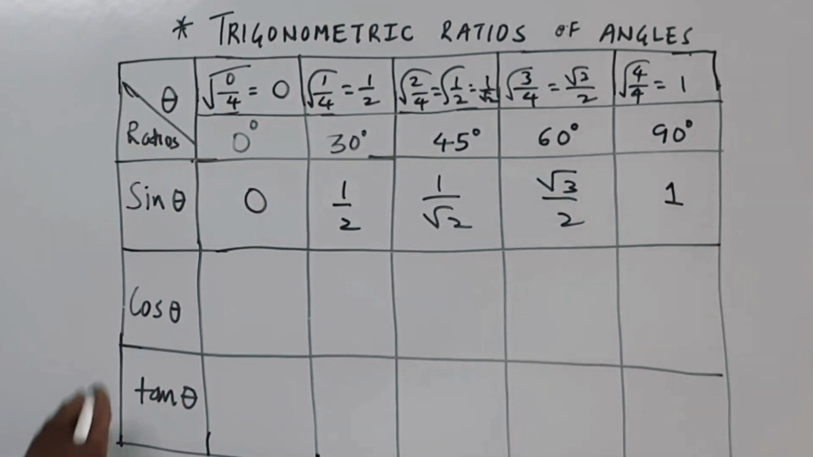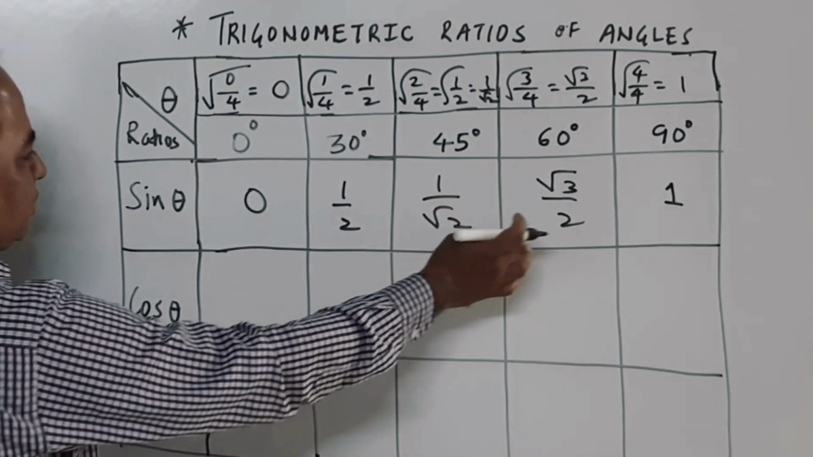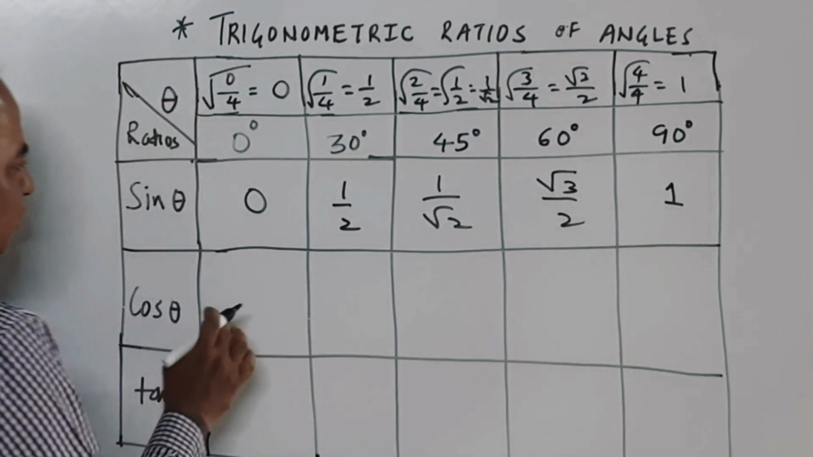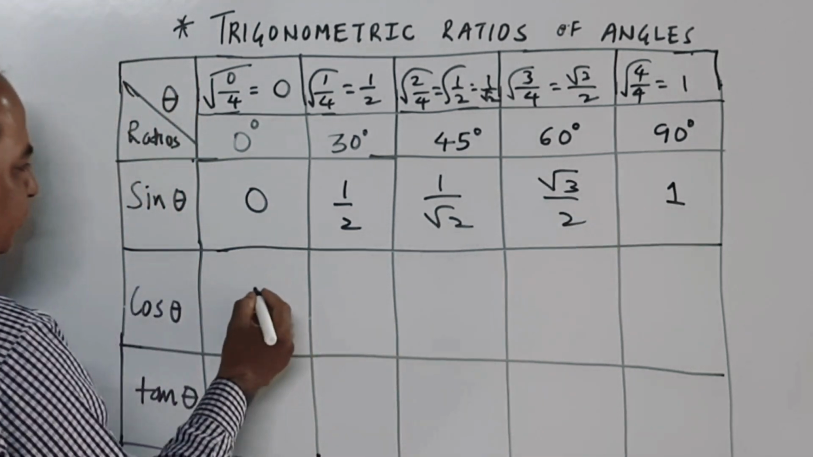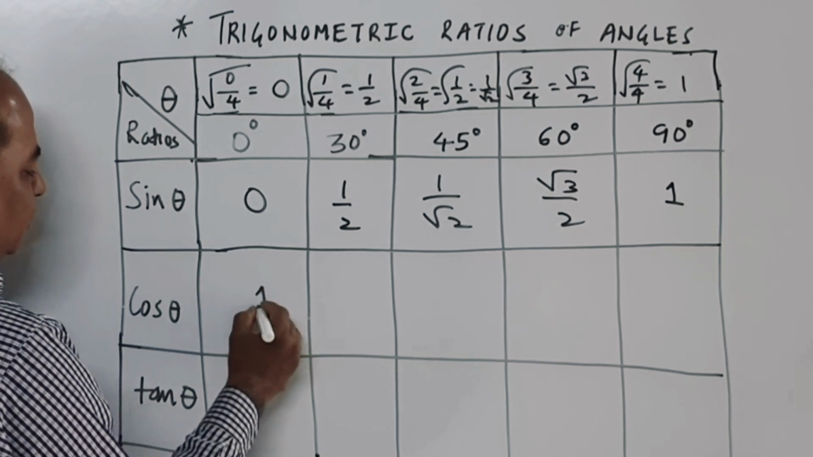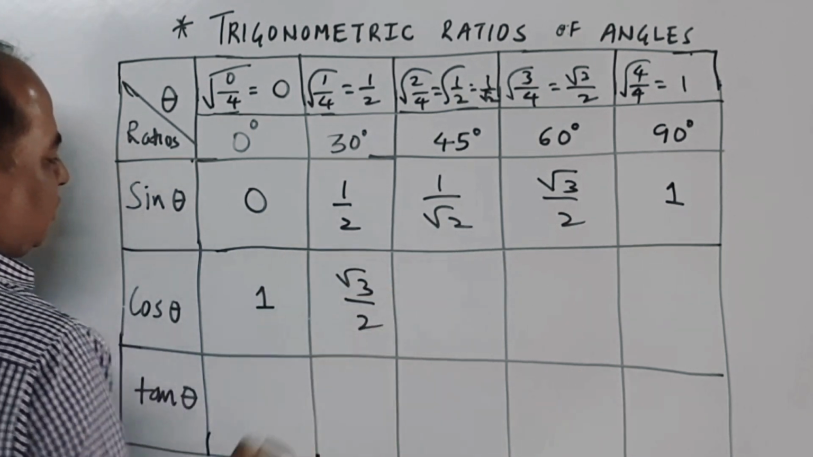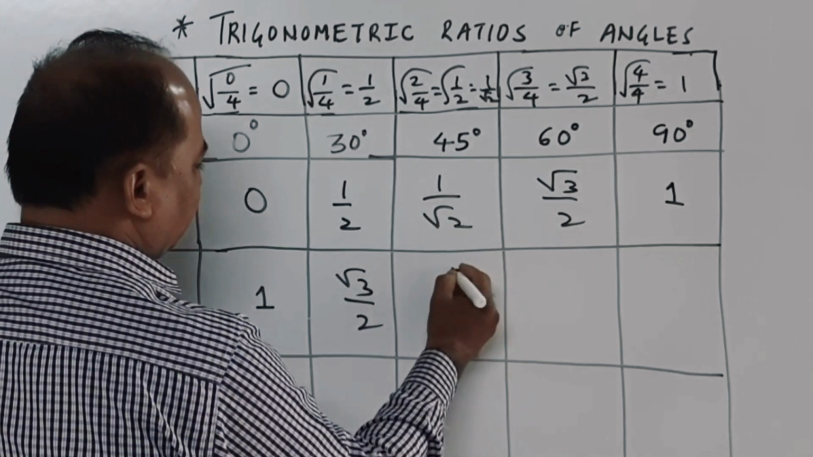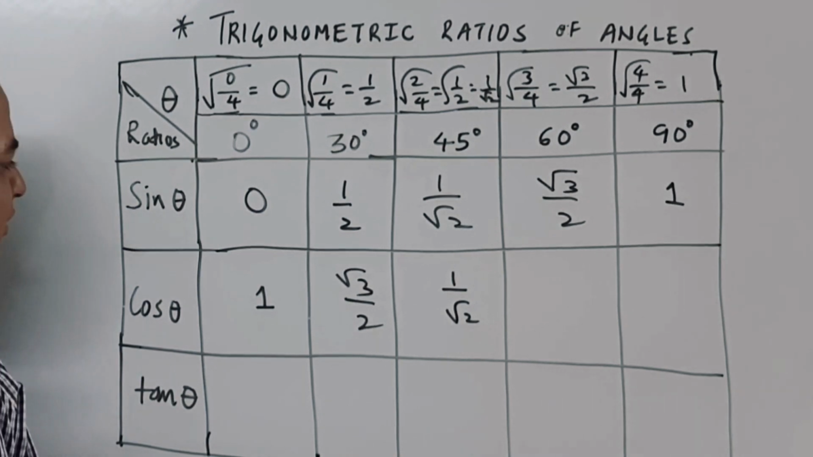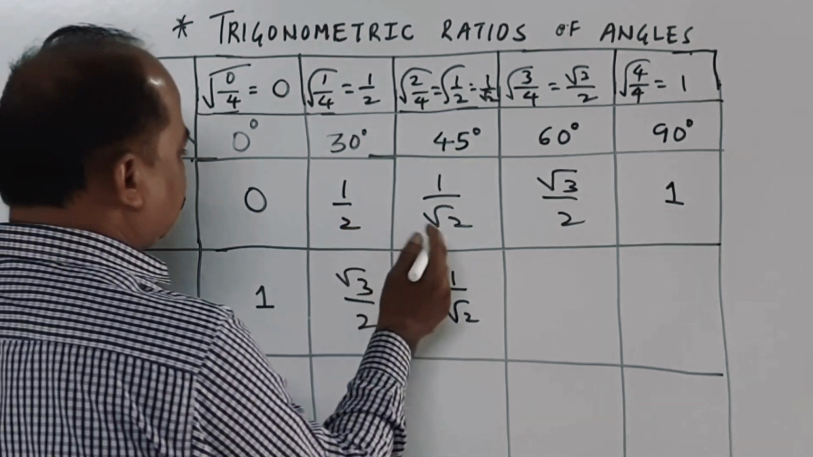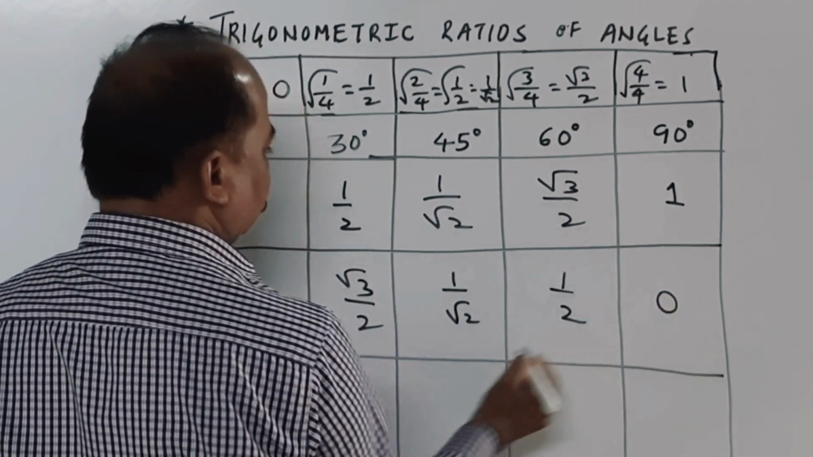Now writing the values of cos, trigonometric ratios of cos theta. Reverse the values of sin theta to write the values of cos theta. So sine 90 will become cos 0, that is 1. Root 3 upon 2 is cos 30. This will remain same, cos 45 and sin 45 values will be the same. Now this 1 upon 2 and last is 0.